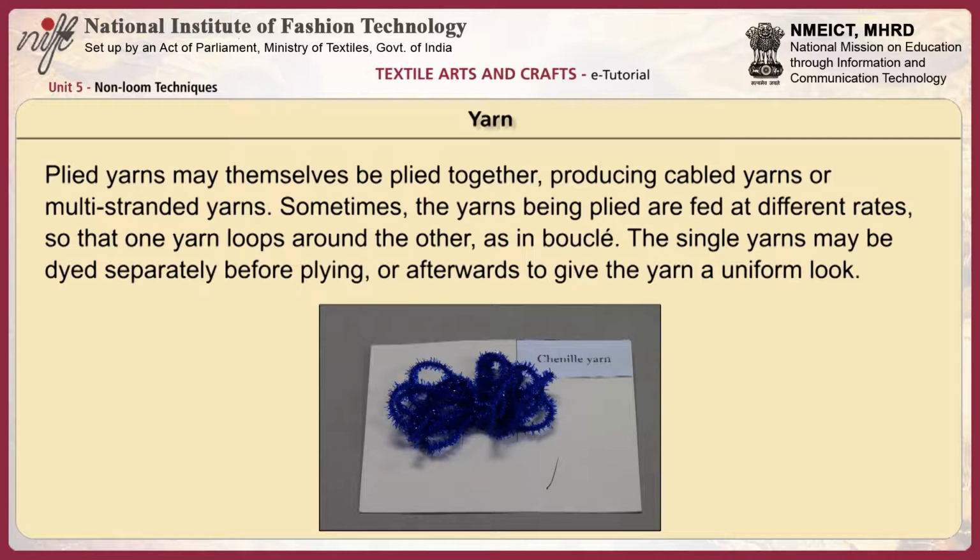Plied yarns may themselves be plied together, producing cabled yarns or multi-stranded yarns. Sometimes the yarns being plied are fed at different rates so that one yarn loops around the other, as in bouclé. The single yarns may be dyed separately before plying or afterwards to give the yarn a uniform look.